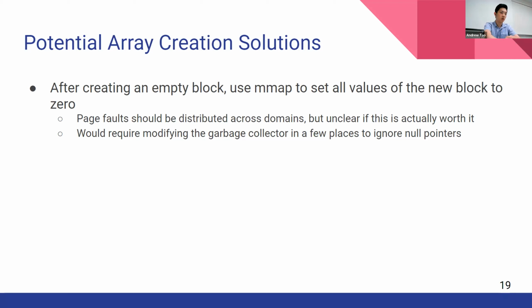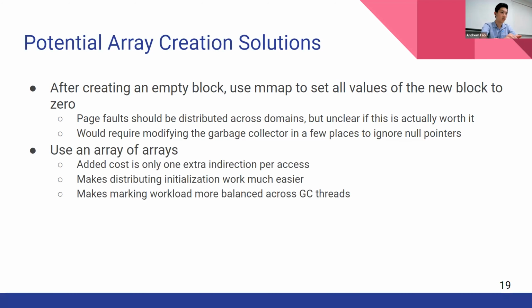As I mentioned before, every time the garbage collector sees a word whose least significant bit is 0, it's going to assume that it's a pointer. If we just did the mmap now, we would unfortunately have a bunch of null pointers and the garbage collector would immediately segfault. So we'd have to modify that in a few places. And then a somewhat more straightforward solution is to use an array of arrays. The added cost is one extra indirection per access.